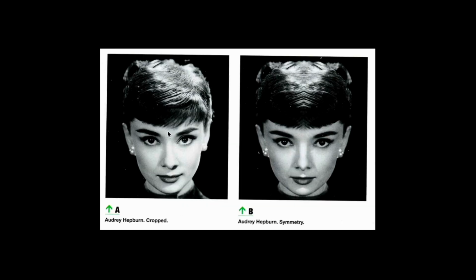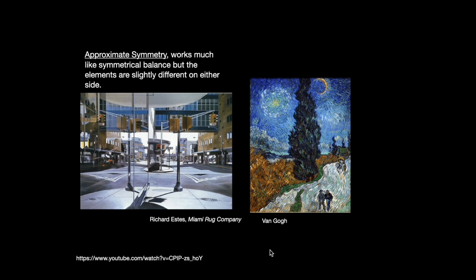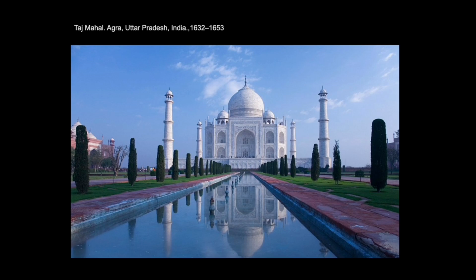This is Audrey Hepburn, who's considered to have a very symmetrical face. Beauty is considered symmetrical, but actually her face is slightly asymmetrical, because if you were to take one side and put it exactly mirrored on the other side, you'd see that it actually is pretty distorted and weird. Approximate symmetry works much like symmetrical balance, but the elements are slightly different on either side. So you see here, it's similar, but just a little different. Same thing here. We've got mostly symmetrical. Something is different. Here is the Taj Mahal.